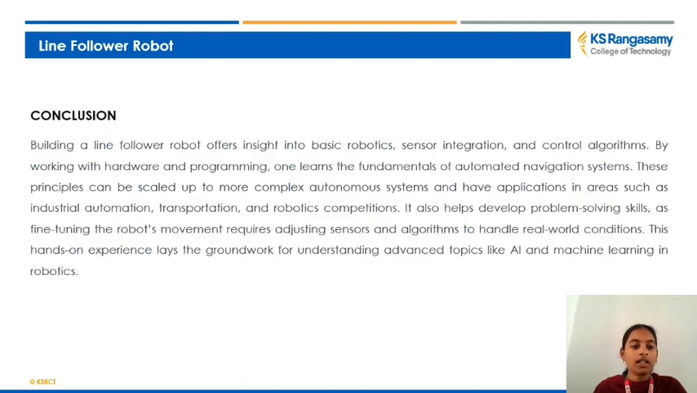I would like to conclude that building the line follower robot offers insight into basic robotics, sensor integration, and control algorithms. By working with hardware and programming, one learns the fundamentals of automated navigation systems. These principles can be scaled up to more complex autonomous systems and have applications in areas such as industrial automation and transportation. It also helps develop problem solving skills, as fine tuning the robot's movement and accuracy, adjusting sensors and algorithms to handle real world conditions.